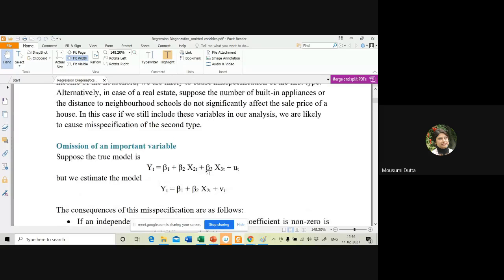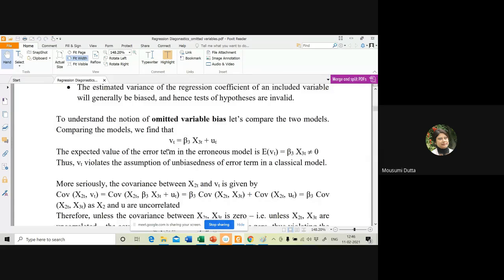Now, if the true model is this and we present the model in this format, Vt is equal to beta 3 x3t plus ut. The expected value of the error term, expectation of Vt, in that case is expectation of beta 3 x3t plus expectation of ut. Expectation of ut is equal to 0. So expectation of beta 3 x3t is beta 3 x3t because we are considering non-stochastic x3t. So we are not finding expectation of Vt to be equal to 0.